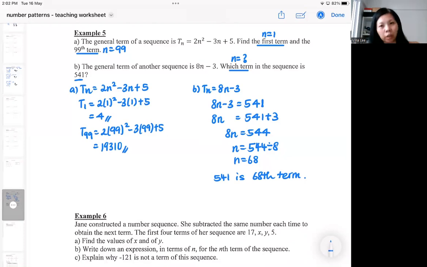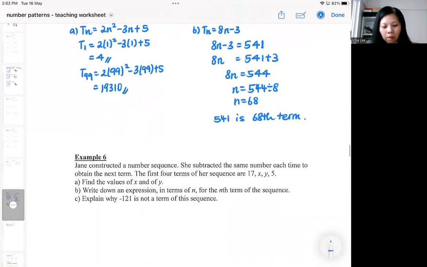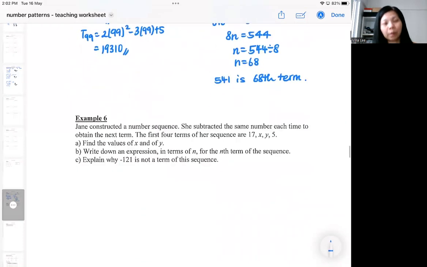Sometimes they ask you for which term. Sometimes they tell you they want that specific term. Okay, so this is something that some students will always get wrong. I think it's a bit of a language issue. So which term means they're asking for n. Okay, so another kind of question will be something like example 6.